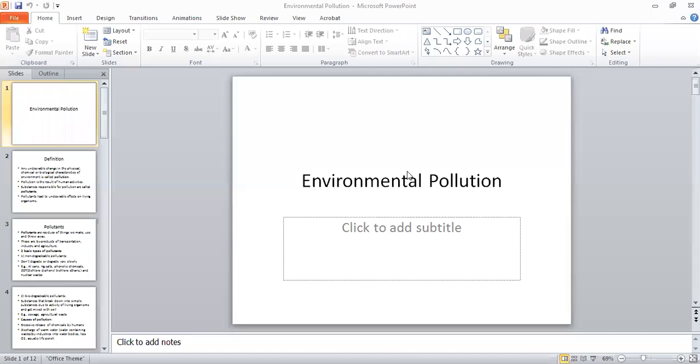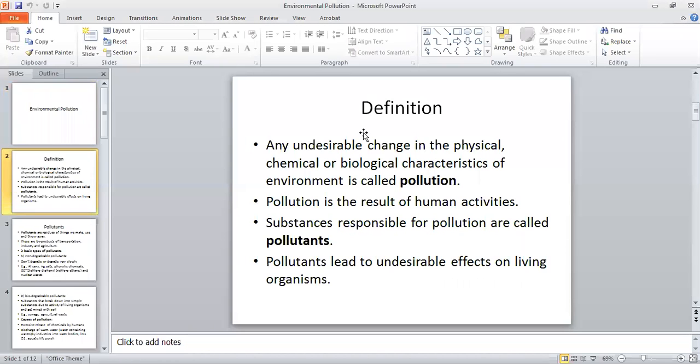Today's topic is environmental pollution. Now, first of all, we will see how we can define this particular term. Pollution may be said to be any undesirable change in the physical, chemical, or biological characteristics of the environment. This is called pollution.